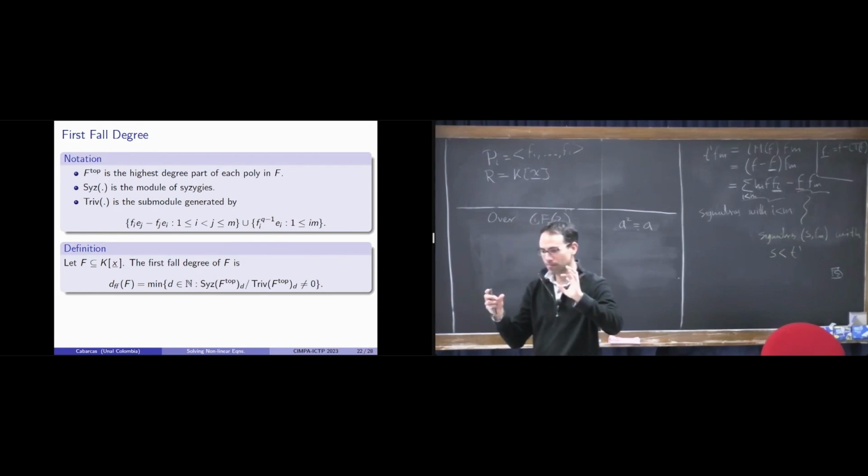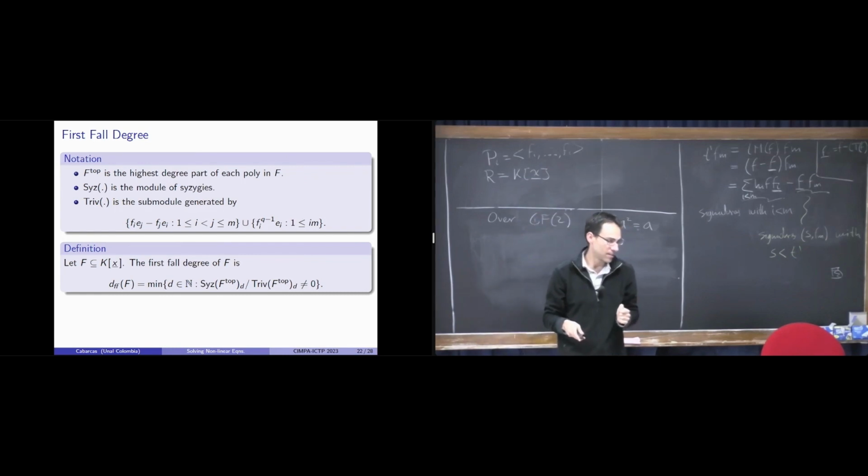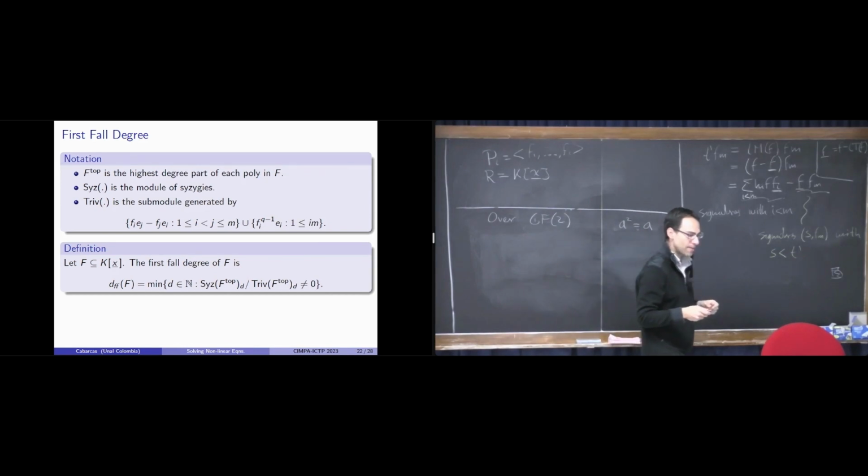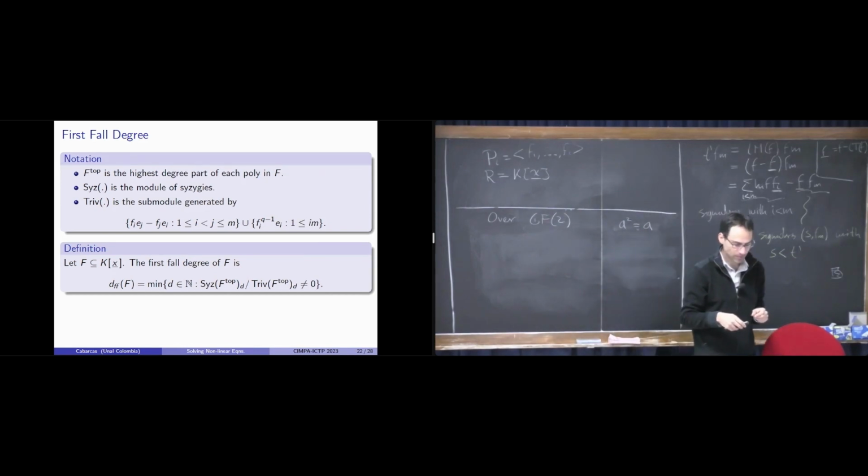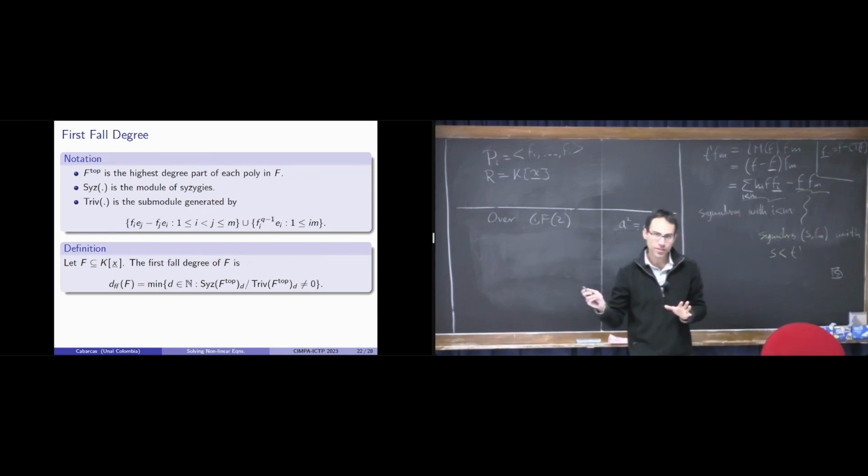Given a system, you can predict a non-trivial syzygy at some degree, and therefore you have a bound on the first fall degree. Sometimes that's the best you can aim for. Okay, any questions there? All right.